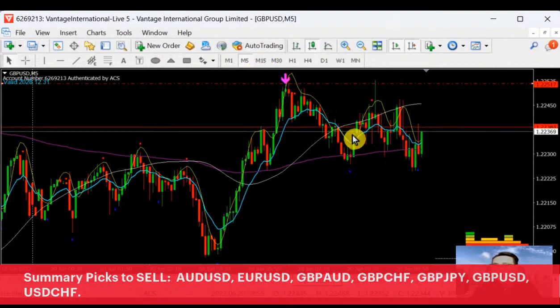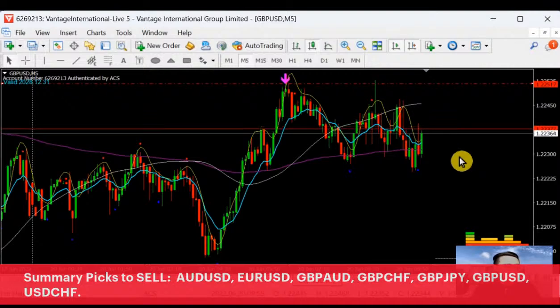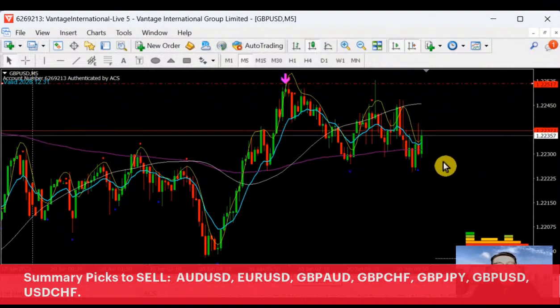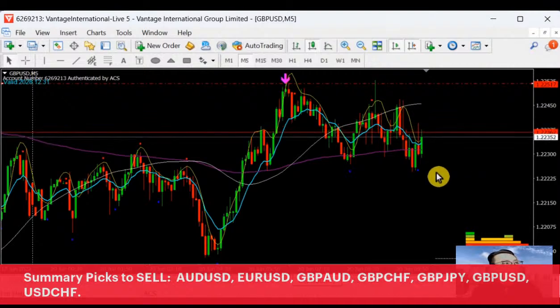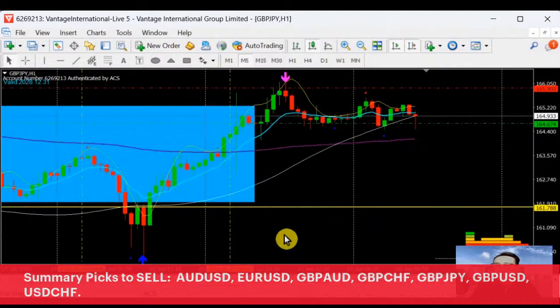Seems like it's respecting the purple line here, the moving support over at this area. So still waiting, I'm still waiting. So right now, be patient. So tentatively by looking at this pound dollar, we still need to wait for a little while. All right, pound yen, let's take a look at pound yen.